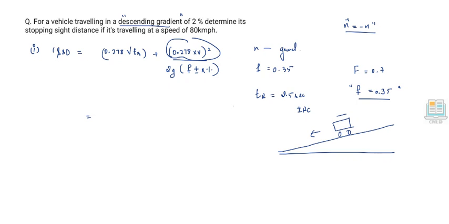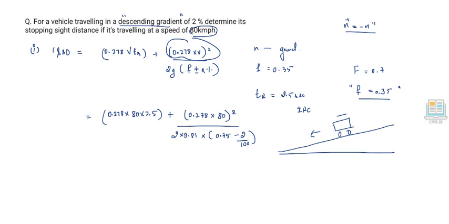Now we shall just substitute the values here. We know that the speed v is given as 80 kilometers per hour. Substitute the values here. So this is the n value at this point. Okay, so this will give us a value of 131.69 meters, which is approximated to 132 meters. Okay, so this is the stopping sight distance.